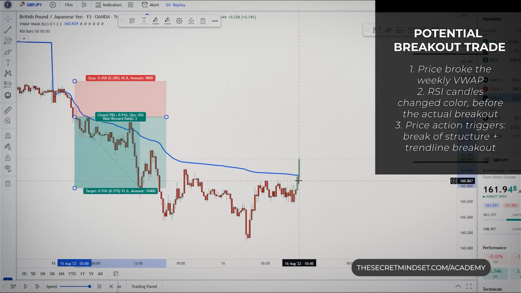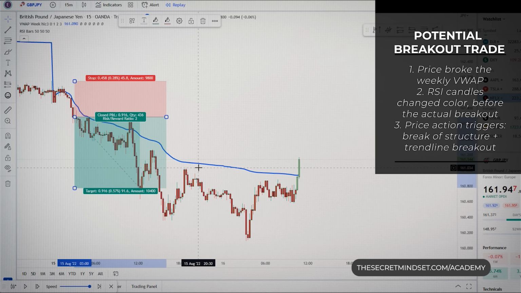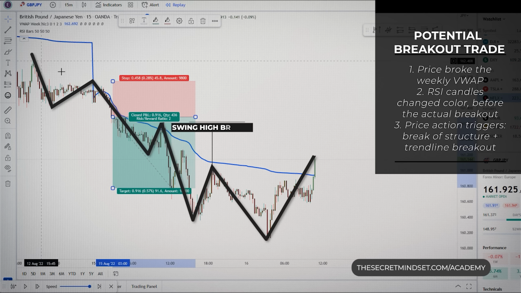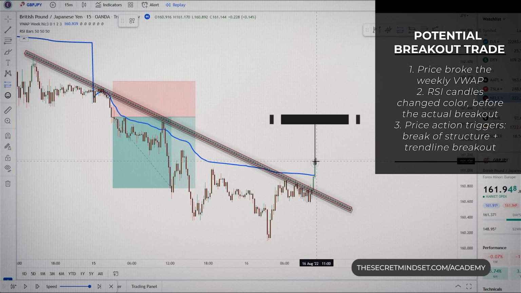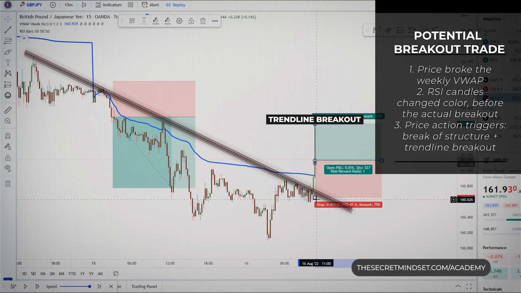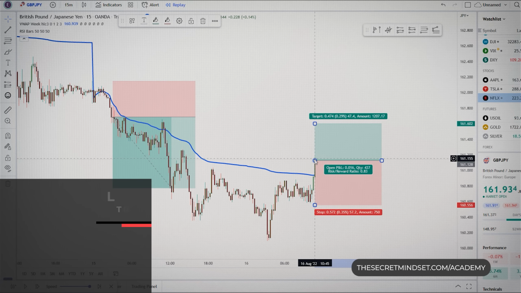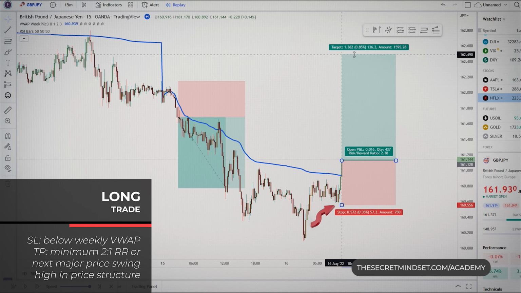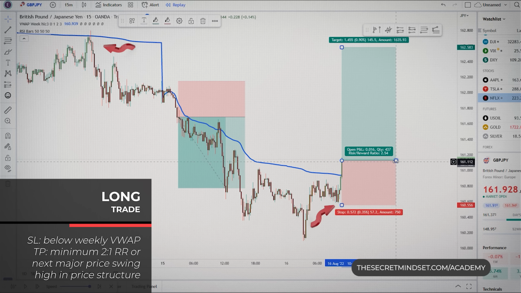Okay, now we have a breakout trade. Price broke the weekly VWAP. RSI candles changed color before the actual breakout, which is the ideal scenario. We also have several price action triggers. I see this break of structure here, and I also see this trend line breakout. So we enter a long position with a stop below VWAP and below this swing low. We'll target this swing high.